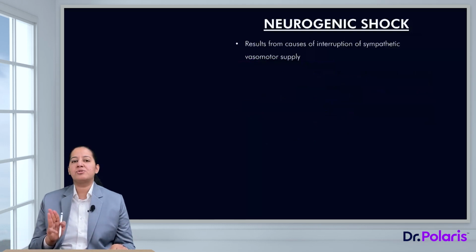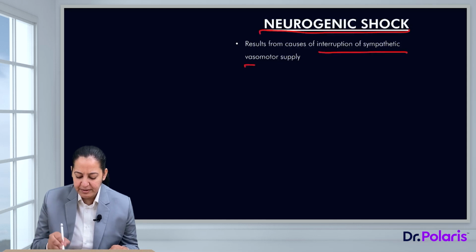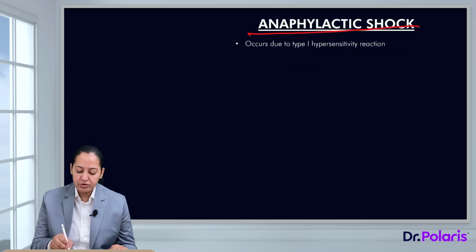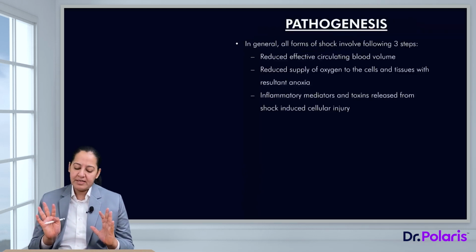Now, apart from these three types of shock, neurogenic shock is there, which is caused by the interruption of sympathetic vasomotor supply, and anaphylactic shock can be there, which is due to type 1 hypersensitivity. I'm not going into the details of these two types of shock because they are not important.